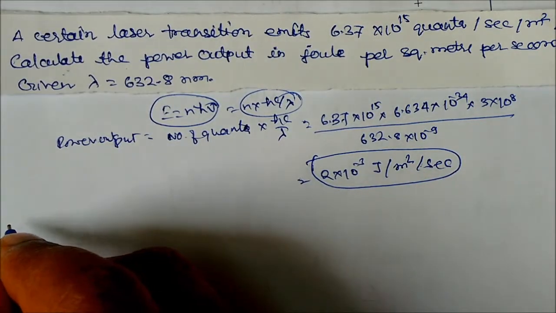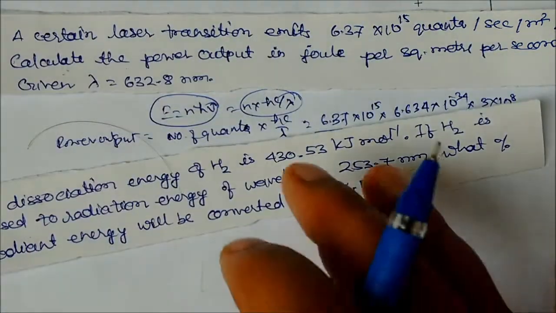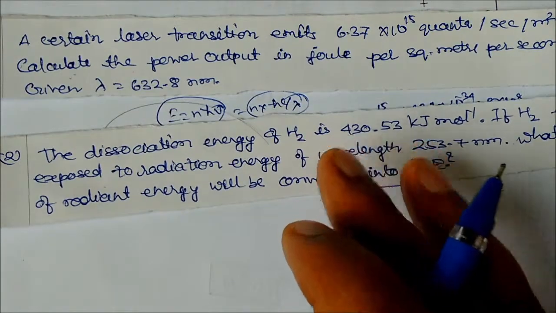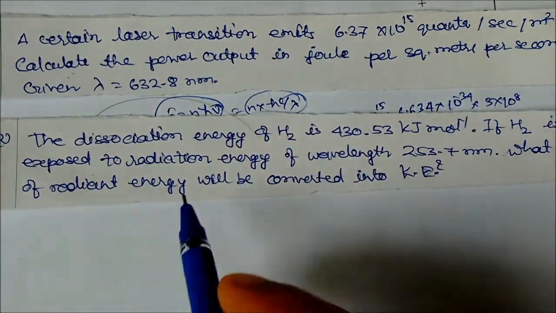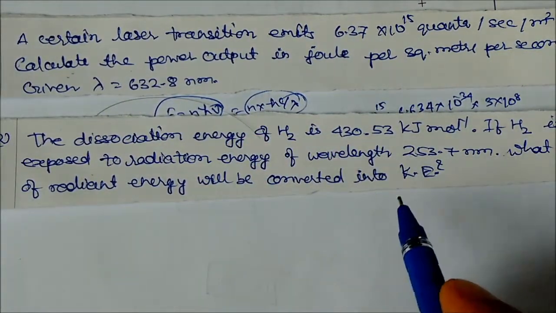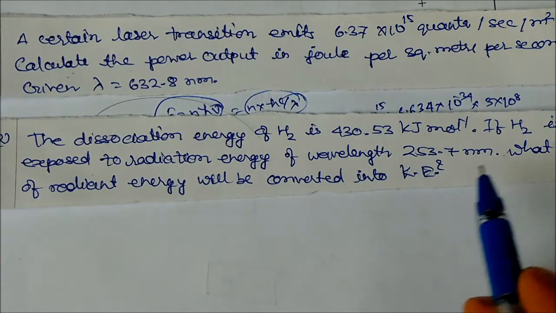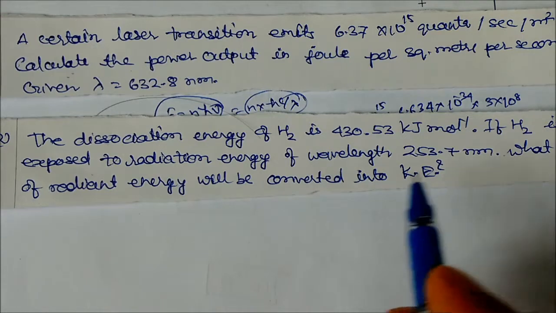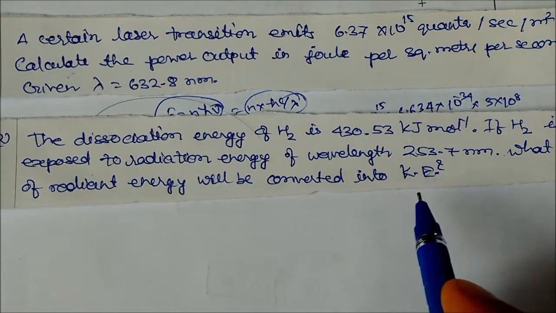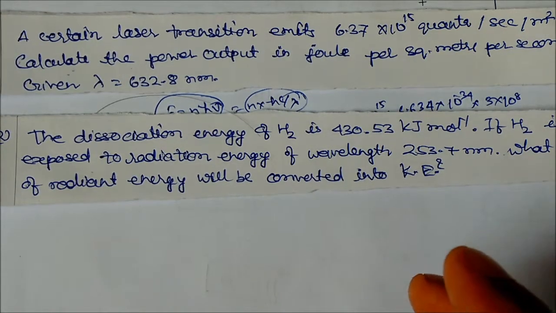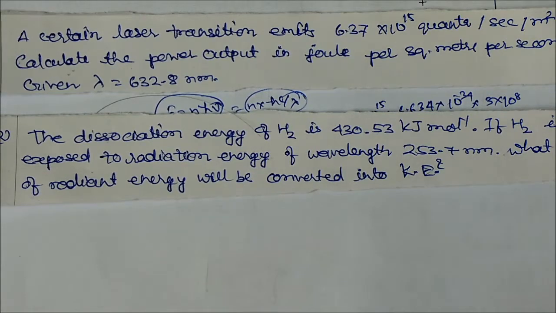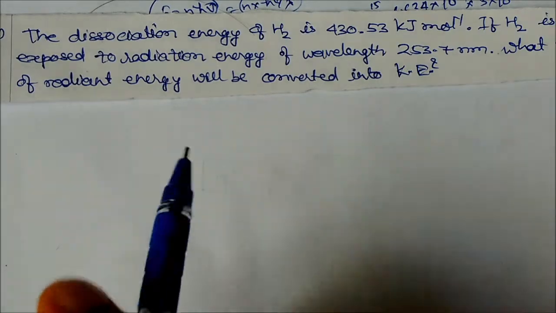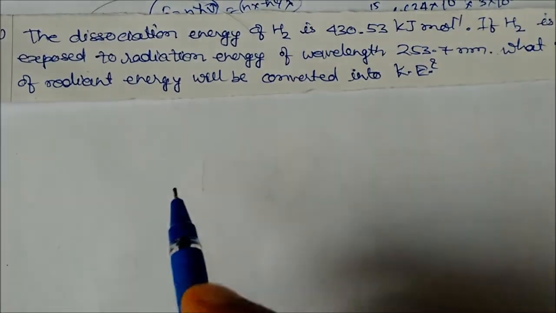Now the second question. The dissociation energy of hydrogen is 430 kilojoule per mole. If hydrogen is exposed to radiation of wavelength 253.7 nanometer, what percentage of radiant energy will be converted into kinetic energy? We have to write the percentage converted. So we can write here.